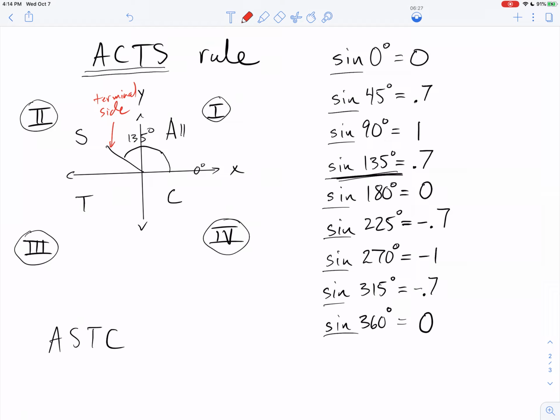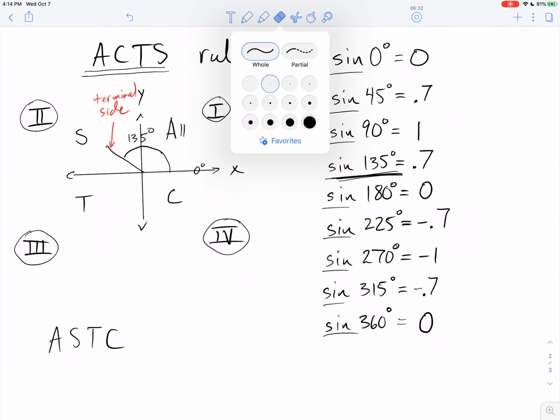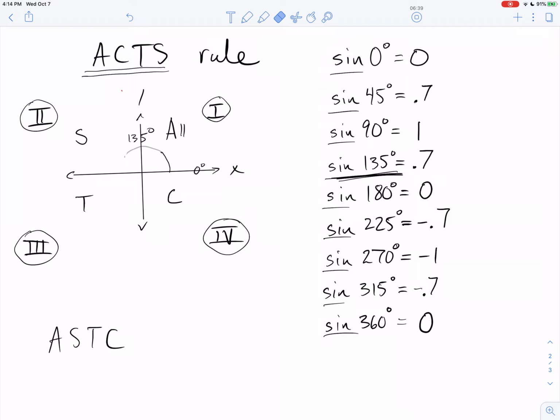Well, what do you notice about sine in quadrant 2? I got to get rid of some of this stuff, but I notice when I get into this quadrant that sine is still a positive value. So the ASTC rule helps me find out where different functions are positive. Now you'll notice sine is positive in quadrant 1 and in quadrant 2.